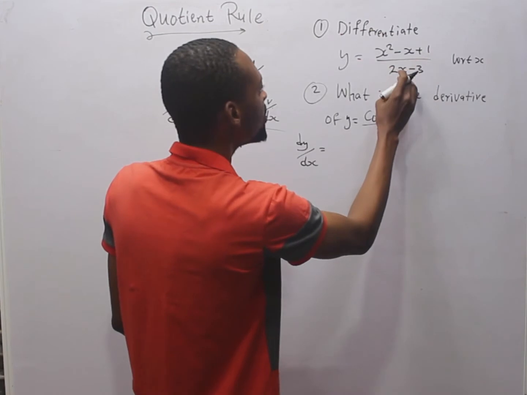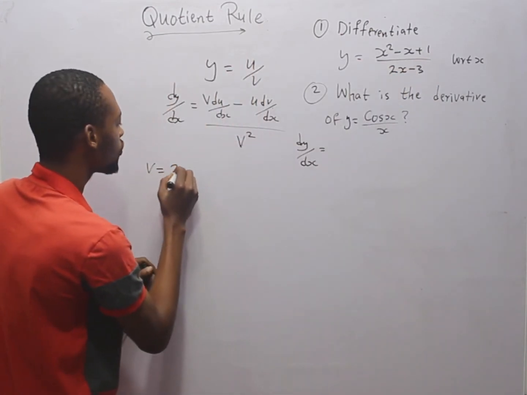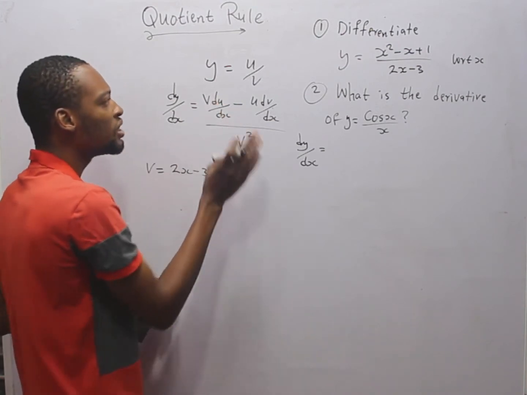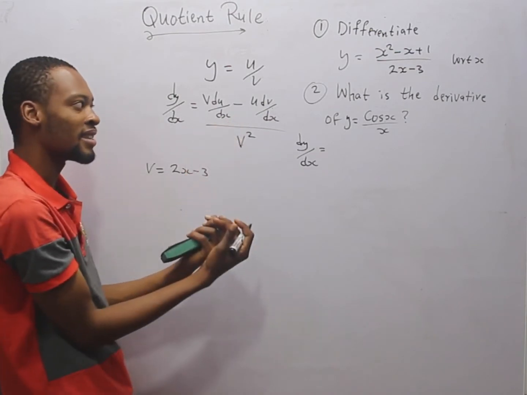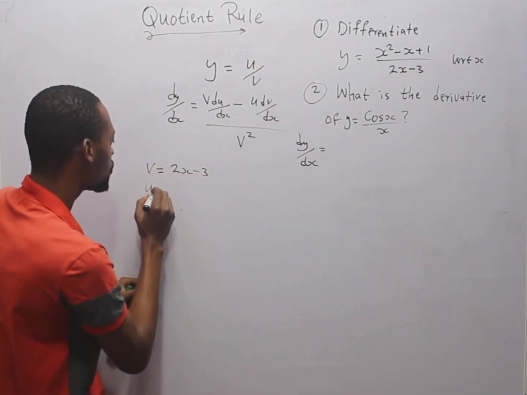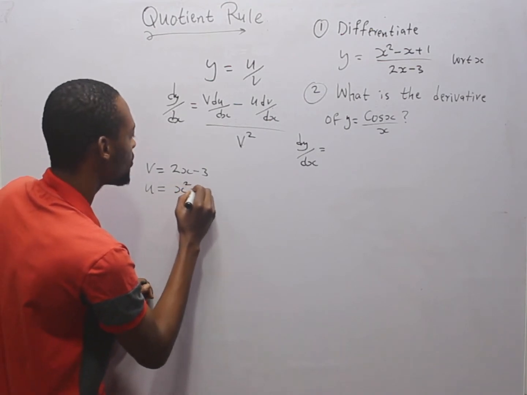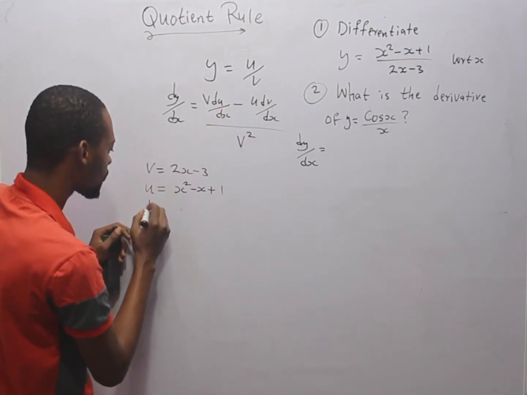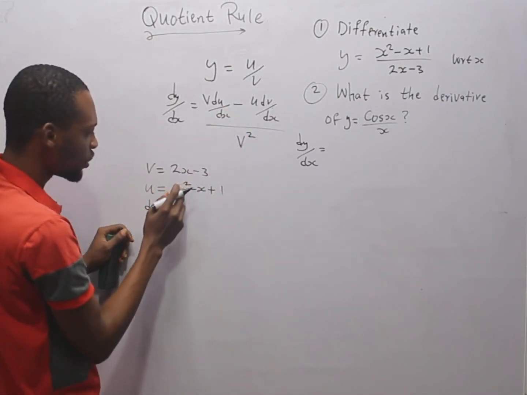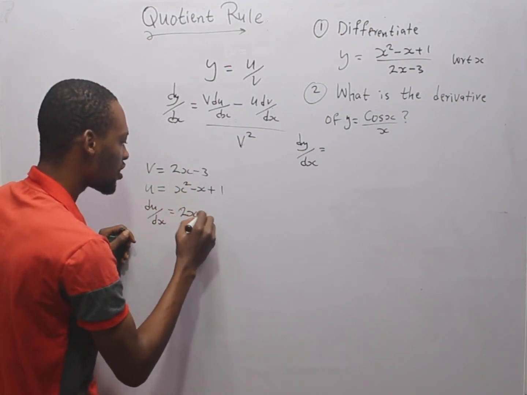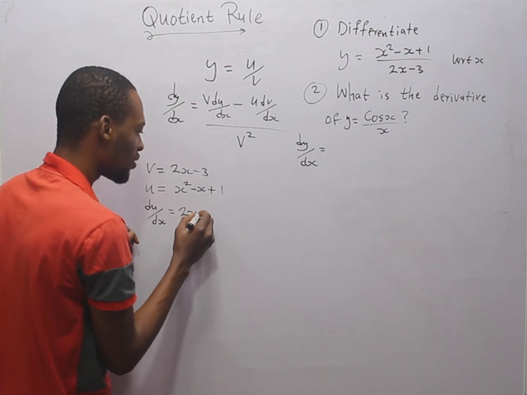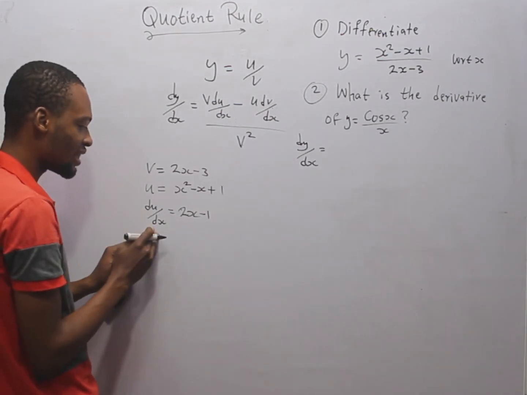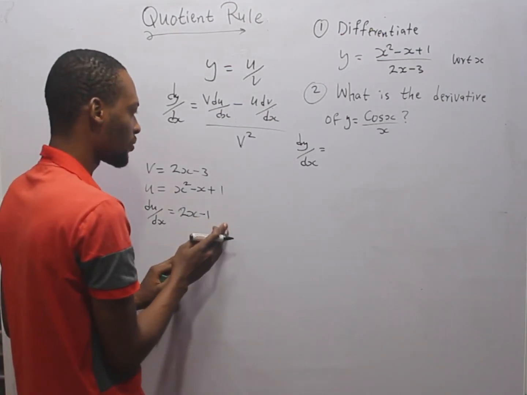In this case, v is the bottom. v is equal to 2s minus 3. What is du/ds? du/ds means differentiate u with respect to s, and u is what? The top. So u is equal to s squared minus s plus 1. Differentiating u, when you differentiate s squared, you have 2s. When you differentiate s, you get 1, minus 1. When you differentiate a constant, you get 0. Therefore, du/ds is equal to 2s minus 1.